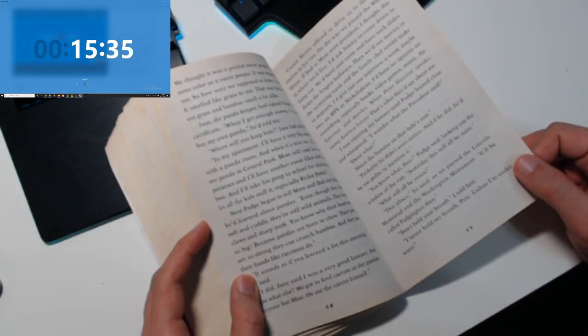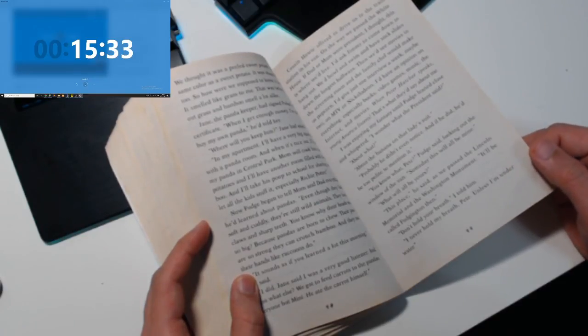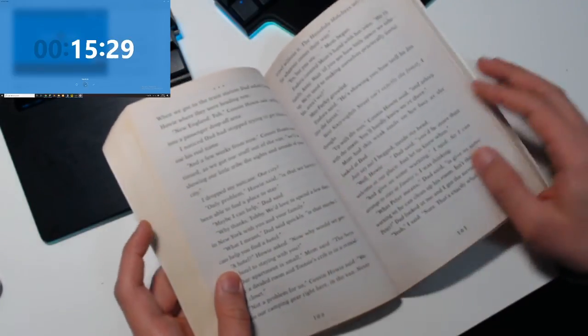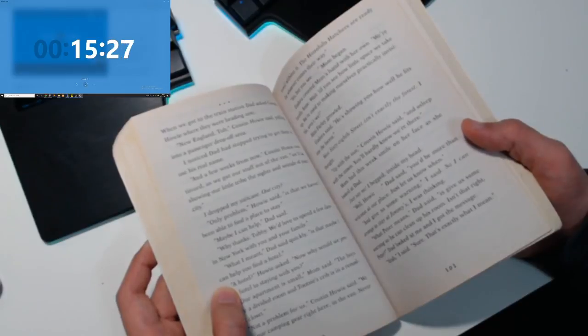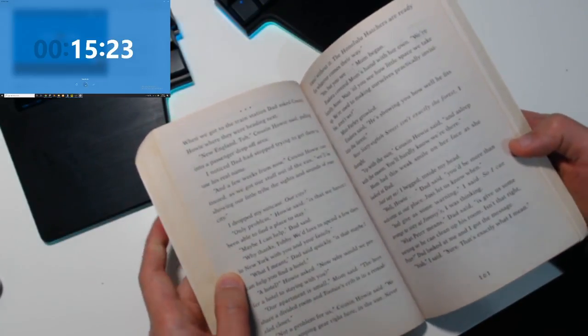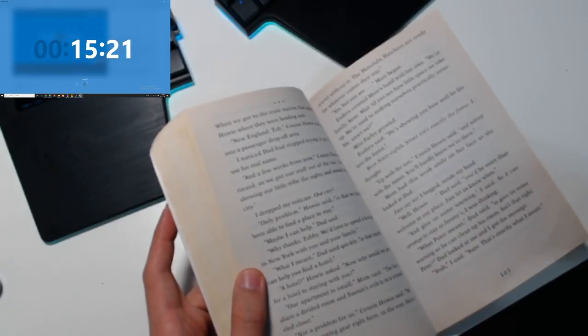"Hold your breath," I told him. "Hold my breath, Peter, unless I'm underwater." Wow, it's exhausting, especially because I'm trying to read out loud.